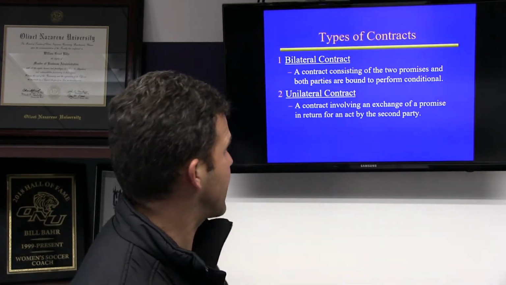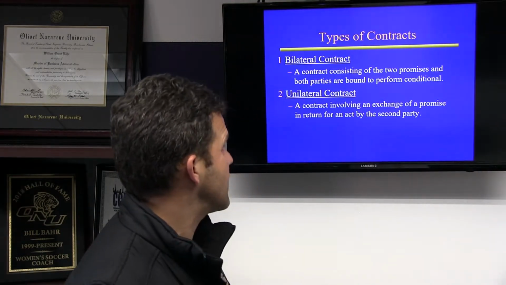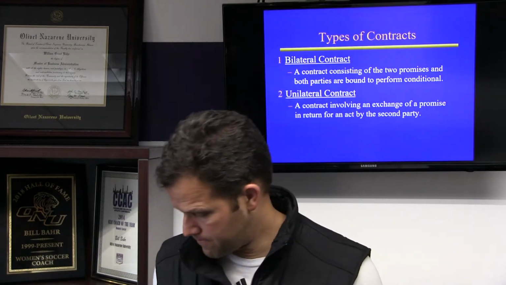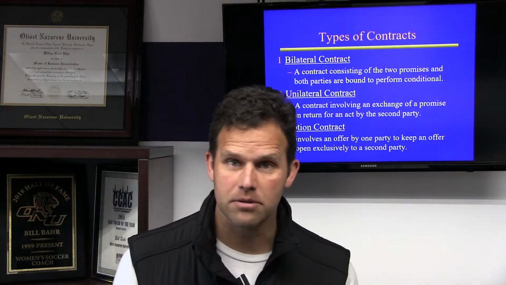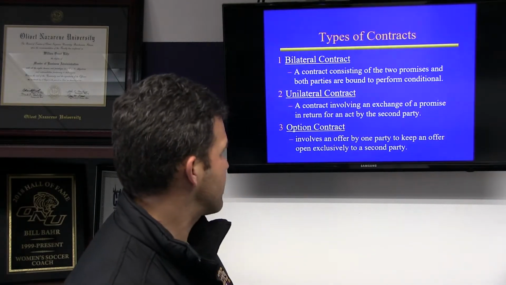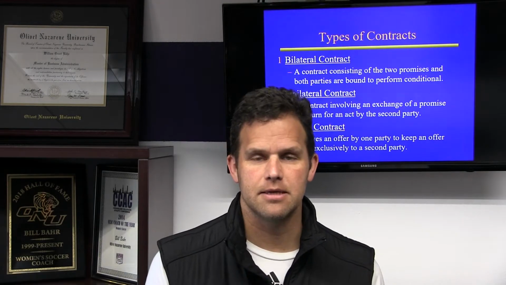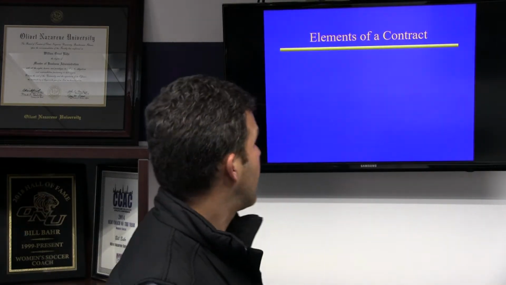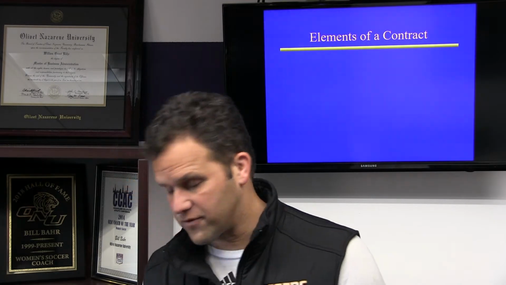You have a unilateral contract, a contract involving an exchange of a promise in return for an act by a second party. You have an option contract, which involves an offer by one party to keep an offer open exclusively to one party. So in all of these contracts, you have similar elements involved.